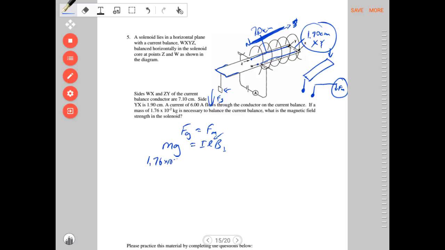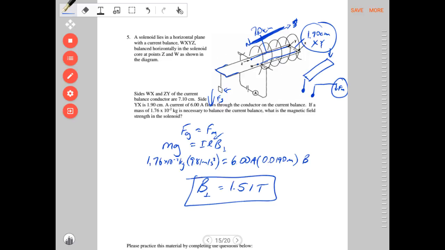So the mass, 1.76 times 10 to the negative 2 kilograms, times 9.81 meters per second squared equals my I. We know that is 6.00 amps. We know the length is 1.9 centimeters, so remember, convert that into meters: 0.0190 meters. Now we can figure out the magnetic field. I'm just typing it in on the calculator. The magnetic field is 1.51 teslas. And there you have it.